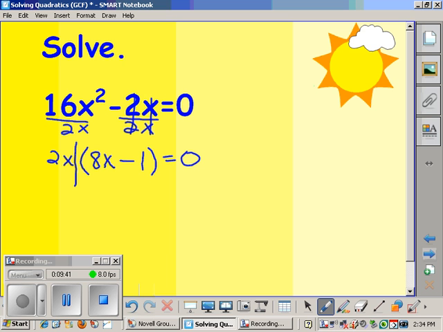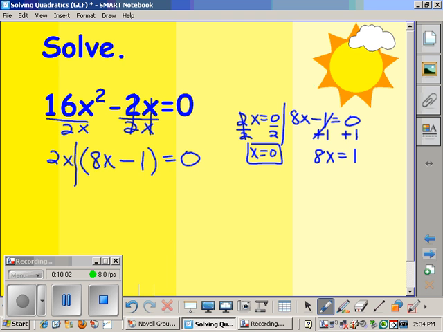Now we can go and separate our problem into two equations. So we will have 2x equals 0, and then 8x minus 1 equals 0. Again, one of our answers will be 0. The other one this time we're actually going to get a fraction. So we'll have 8x equals 1.